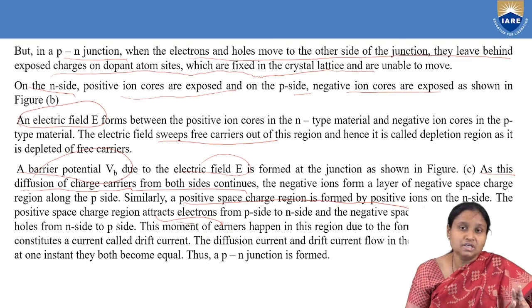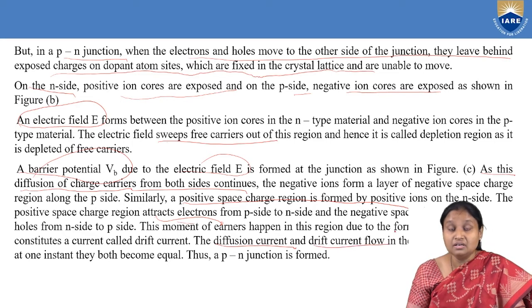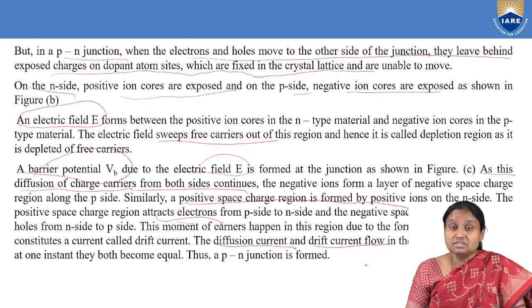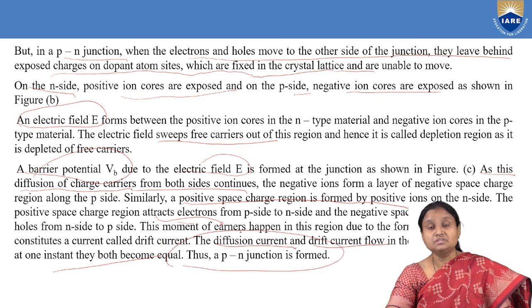So here there are two types of phenomena taking place. One is diffusion and the other is drift, and there are two types of flow of current. One is diffusion current, which does not need any external electric field, and the next one is drift current, which is formed once an electric field is developed in the depletion layer. And what you will observe here is these two currents will start flowing in opposite directions, and in terms of their magnitude, they are equal. So this is what is going to happen once a p-n junction is formed.